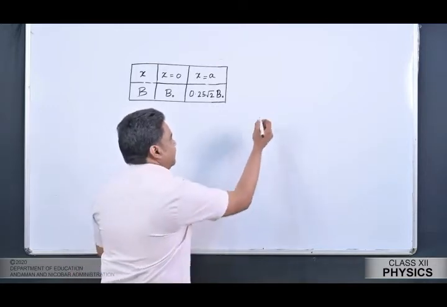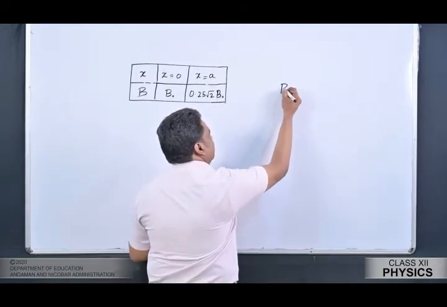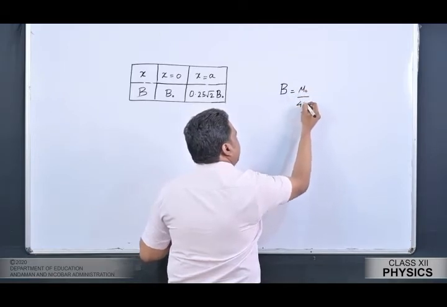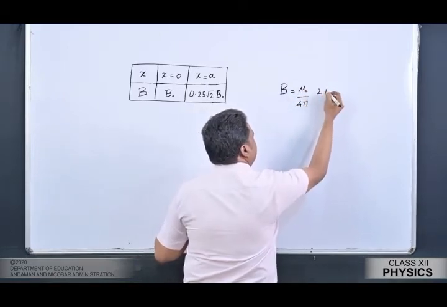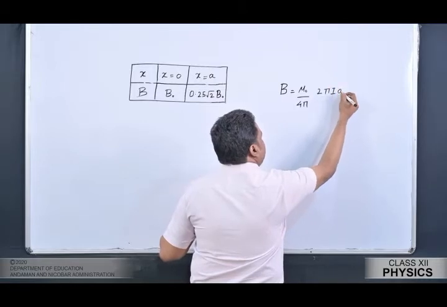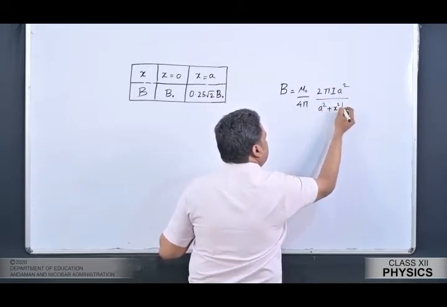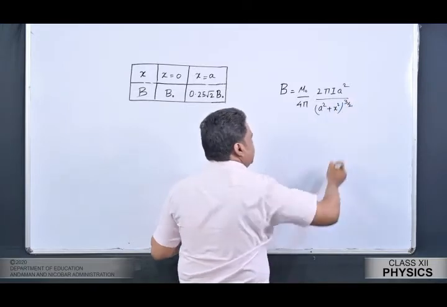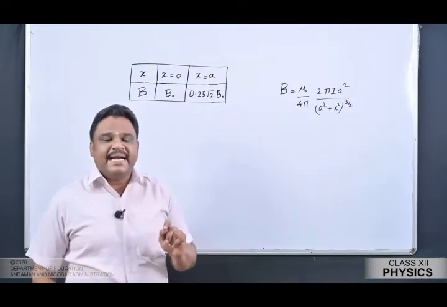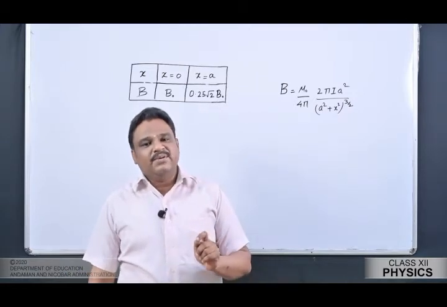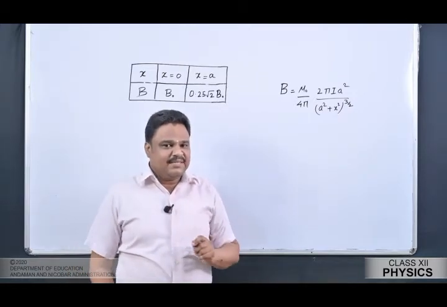You know what is the magnetic field at a point on the axial line? B is equal to mu naught by 4 pi, 2 pi I A square by (A square plus x square) to the power 3 by 2. This is the basic formula for magnetic field at a point on the axis of a current carrying circular loop. So let us check for the first value.